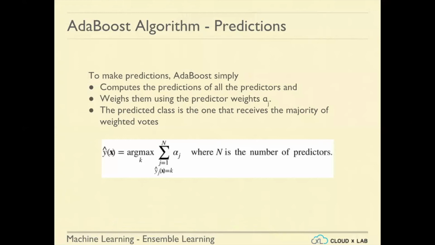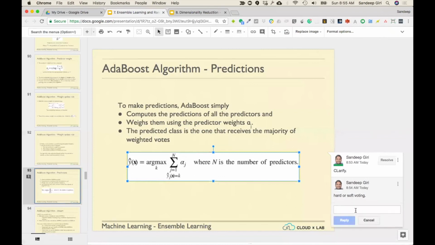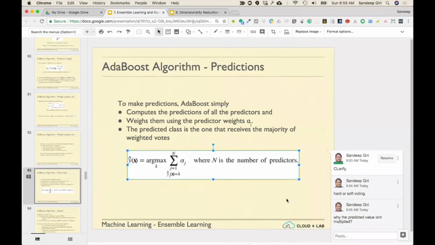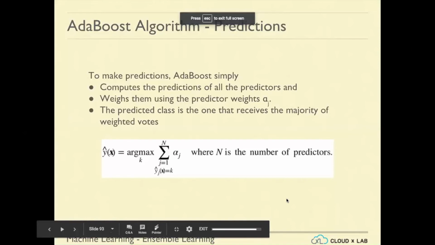Yes. The other problem that I foresee in this formula is there is no multiplication of the alpha value with the actual prediction, and I think that we'll have to correct it. So I'll just put it here: why the predicted value isn't multiplied. Because it says weighted clearly, so this probably needs to be revisited.